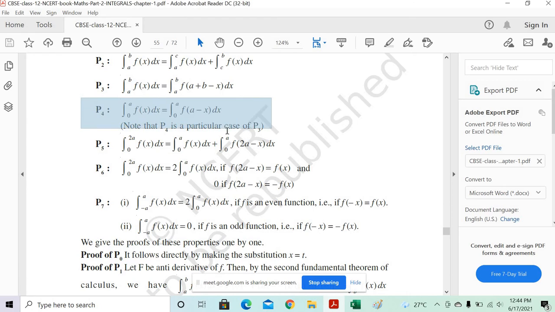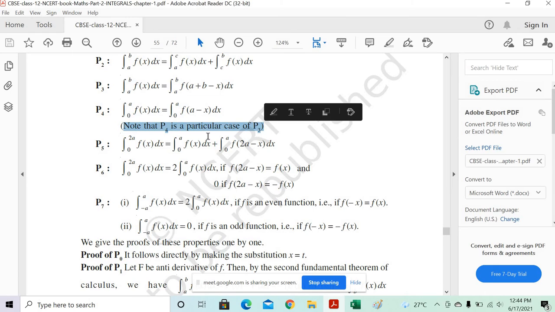Fourth property says the integral from 0 to a of f of x dx is equal to the integral from 0 to a of f of a minus x dx. This P4 is a particular case of P3. Here the lower limit is 0 and the upper limit is a, so a plus 0 is a only. It's pretty much the same thing as the third property; you just put the lower limit as 0. Clear, right? Yes, sir. Okay.